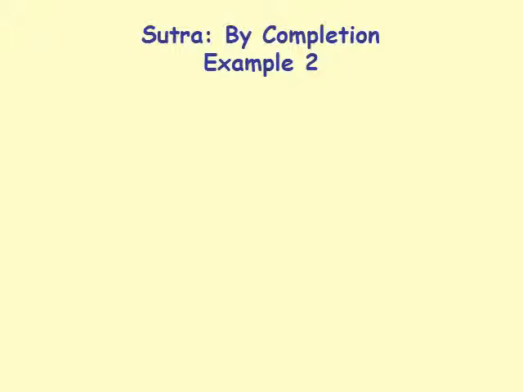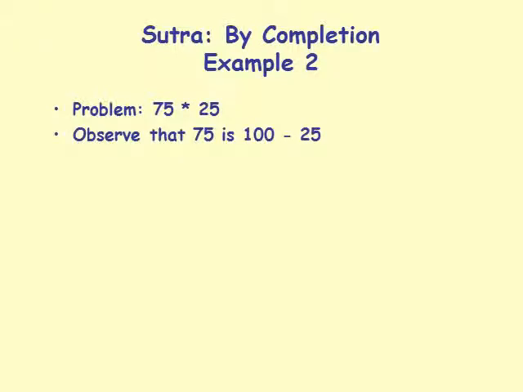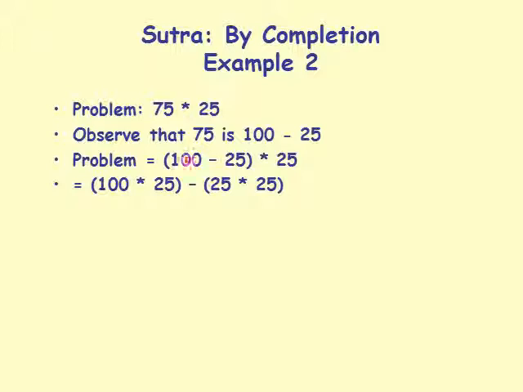Okay, we're going to do another example here. This time it's a problem of multiplication, and we are multiplying 75 times 25. Observe that 75 is close to 100 and is 25 below it. So how do we achieve 100 minus 25 from 75? By adding and subtracting. First add 25 to 75 to become 100, but we also have to subtract 25. So the equivalent problem becomes 100 minus 25 times 25. And now we can multiply them.